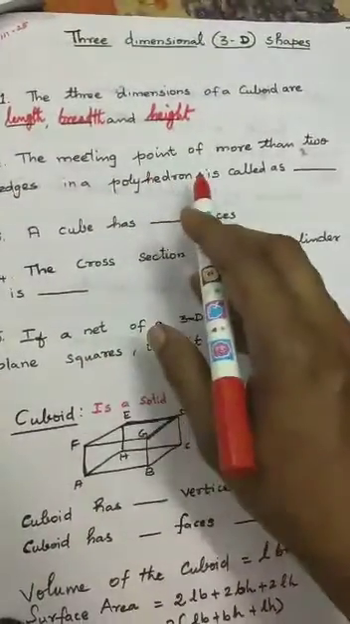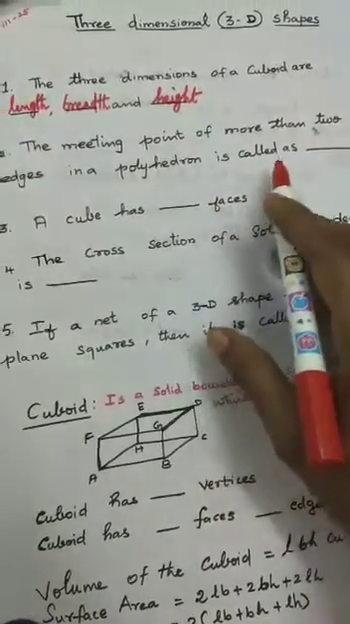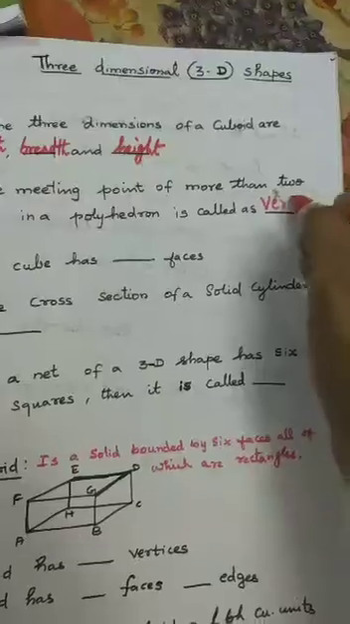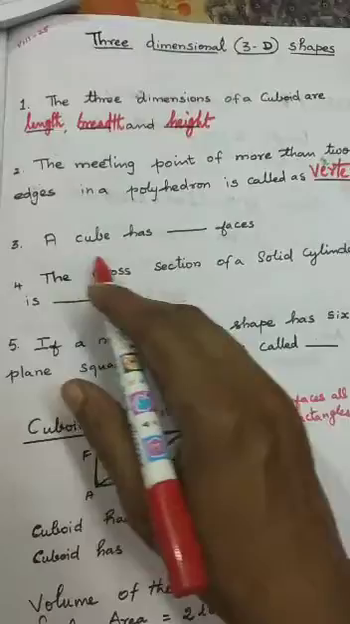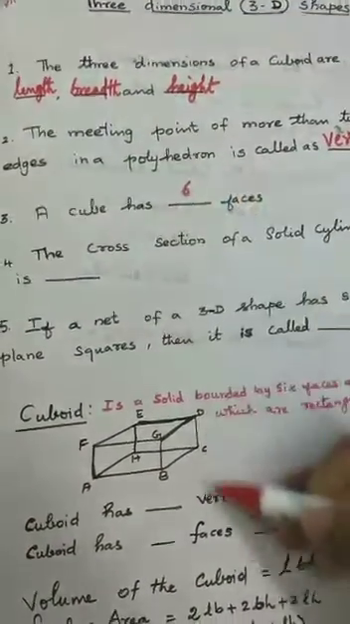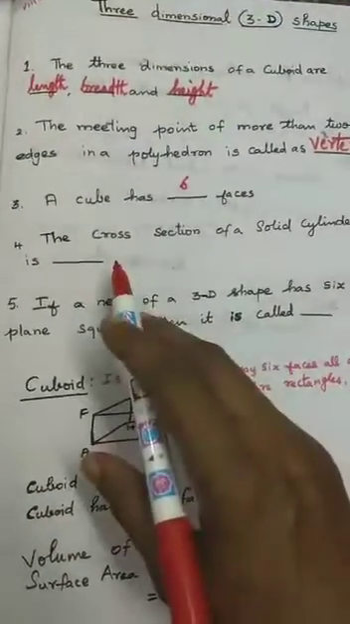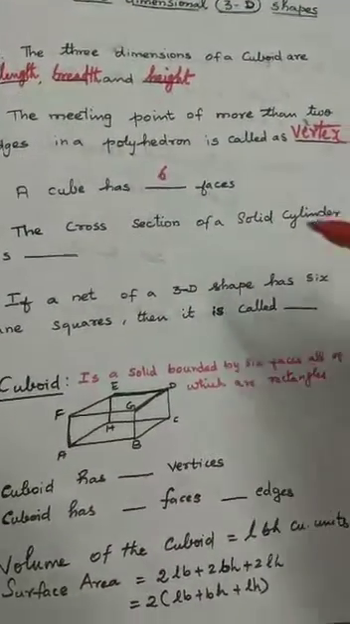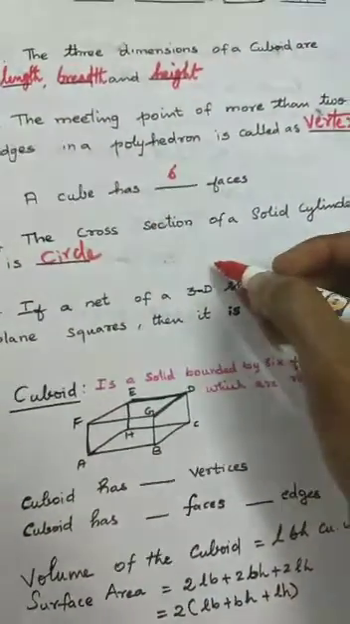The meeting point of more than 2 edges in a polyhedron is called a vertex. Then a cube has dash faces. A cube has 6 faces. The cross section of a solid cylinder is a circle, cylinder shape.